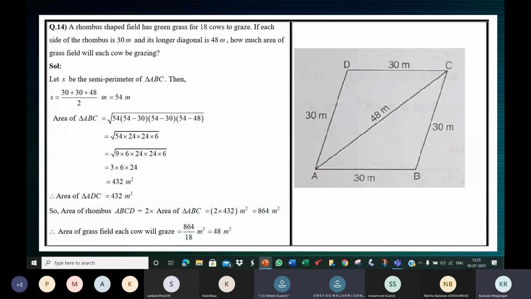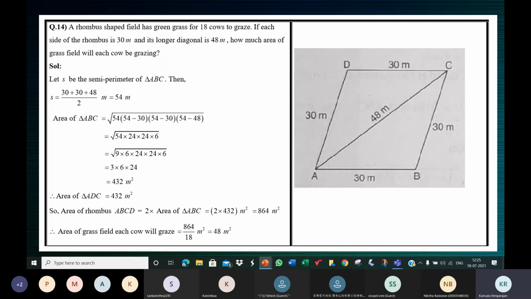Name all the 4 triangles. Triangle AOD, triangle DOC, triangle COB, and triangle BOA, ma'am. No, I think you should say AOB.